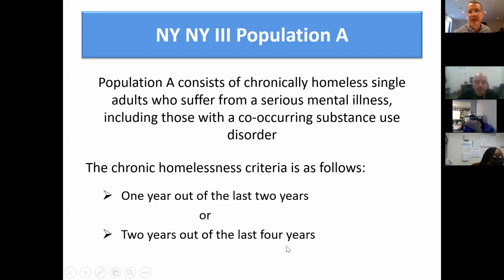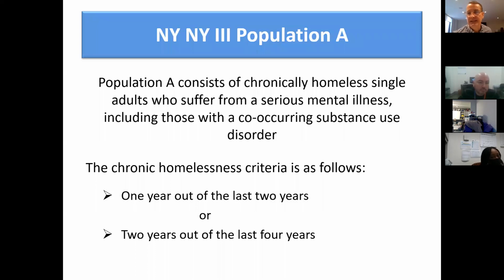As an example, this is a specific supportive housing category. We'll review the New York 3 Population A. What do we mean by that? Population A consists of chronically homeless single adults who clinically suffer from a serious mental illness. This also includes those that have a serious mental illness and co-occurring substance use disorder. They also have a chronic homeless history. You can document that they have been homeless, or maybe our system documents it for you, if they've had shelter stays 1 year out of the last 2 years, and 2 years out of the last 4.